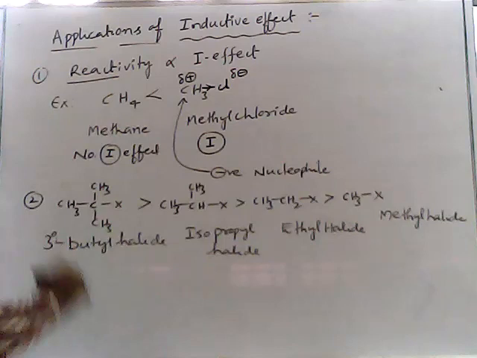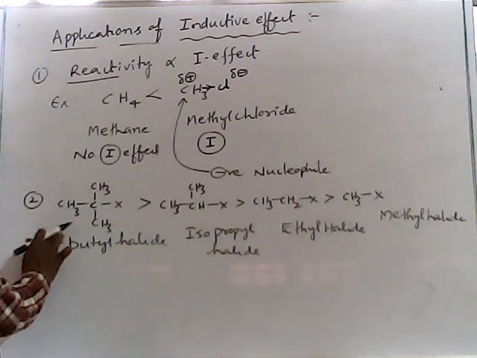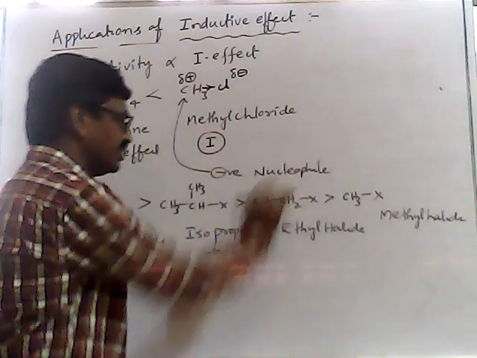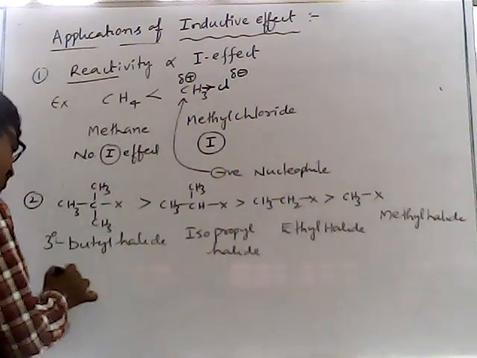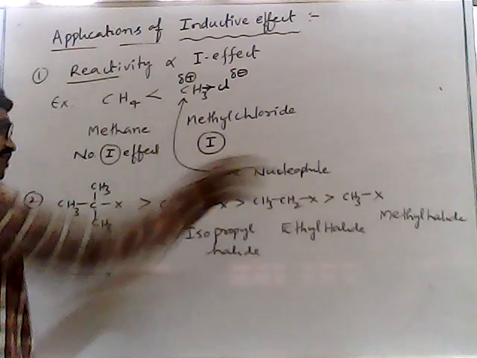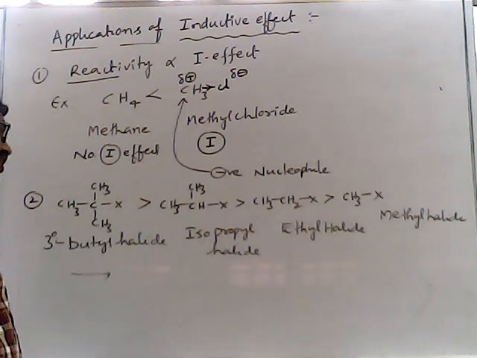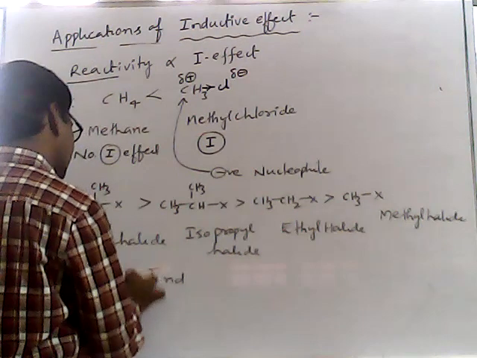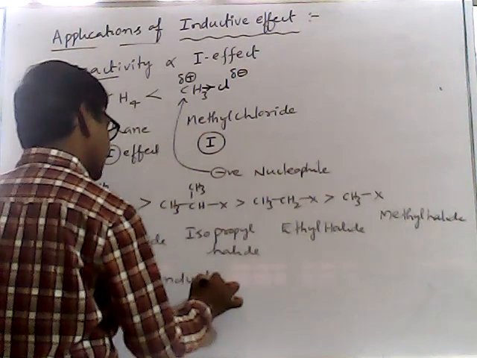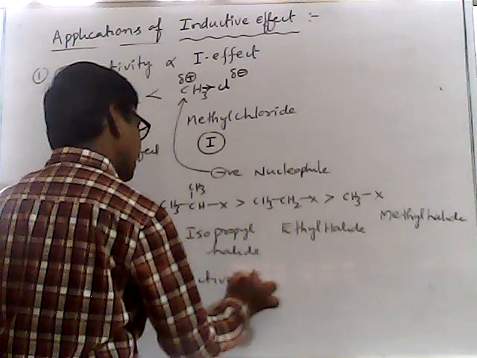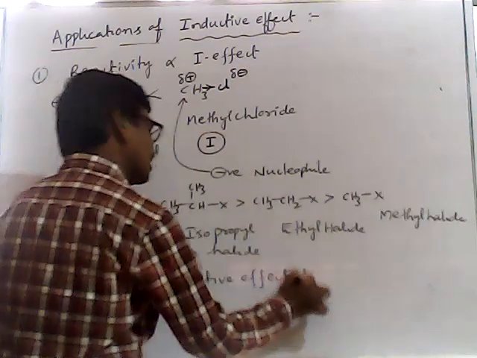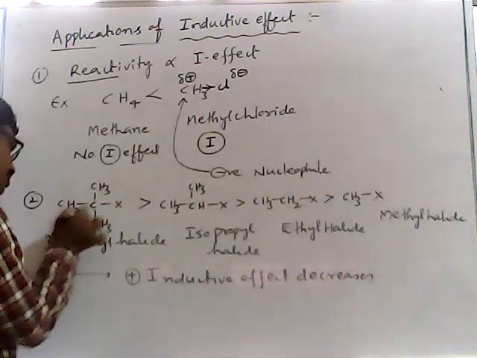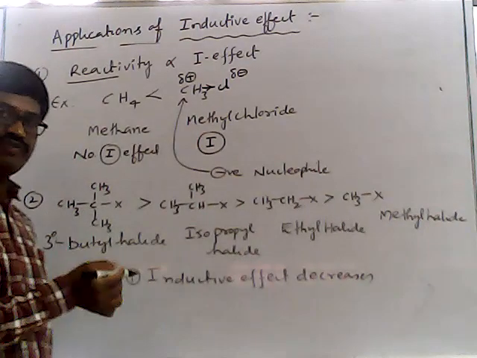See here, reactivity of tertiary butyl halide is more than isopropyl halide, than ethyl halide and methyl halide. So what is the reason? If you move from left to right, inductive effect decreases. Otherwise, plus inductive effect decreases. That is the reason. So more alkyl groups are present here. More alkyl groups means more inductive effect.